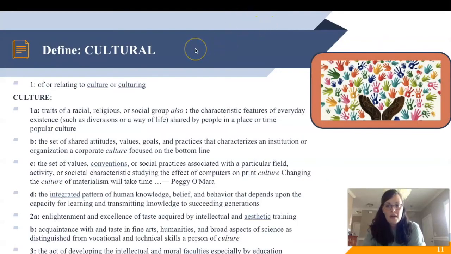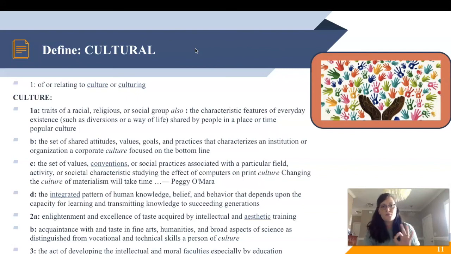As we continue to analyze those three major components, the cultural component of American society is very significant. The dictionary says that cultural means of or relating to culture. Culture can include racial, religious, or social groups. It could be a set of shared attitudes, values, or goals. It could be social practices. Maybe it's the way that we do art. Maybe it's the human knowledge and belief that we share. Culture could also be considered enlightenment: the way that we learn, the way that we educate ourselves, the way that we acquire our training and our understanding of society around us can also be considered cultural.